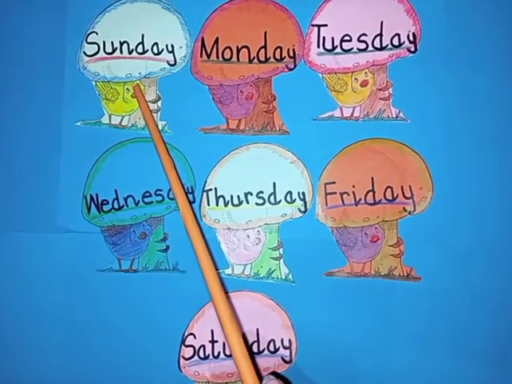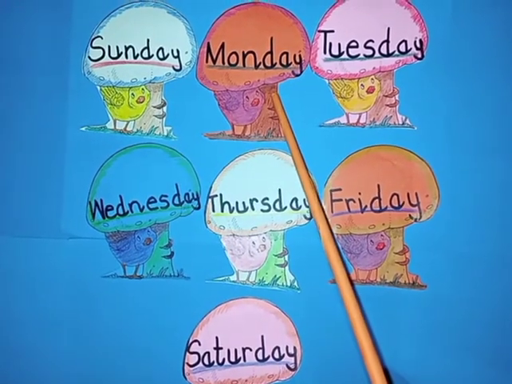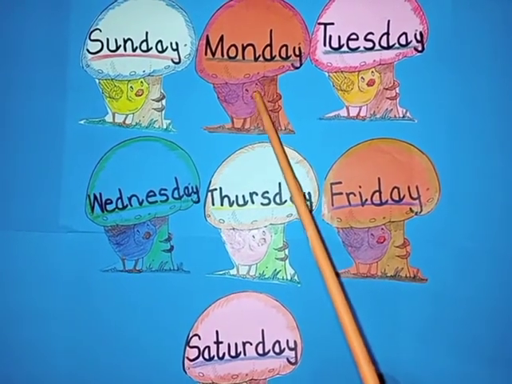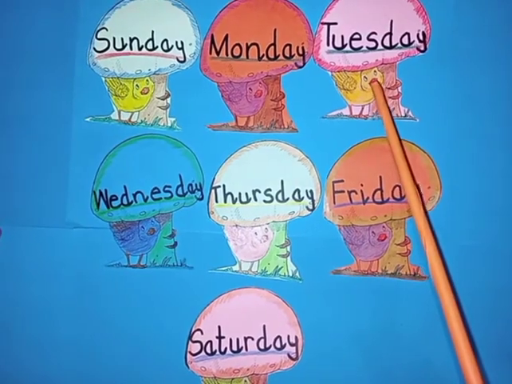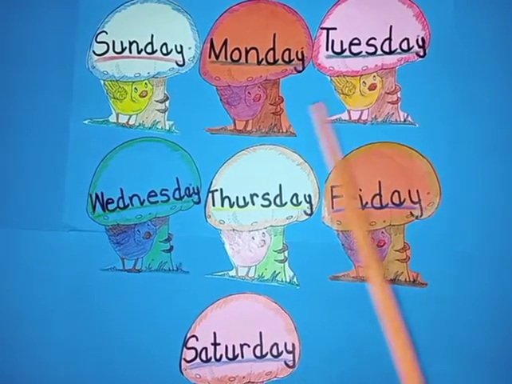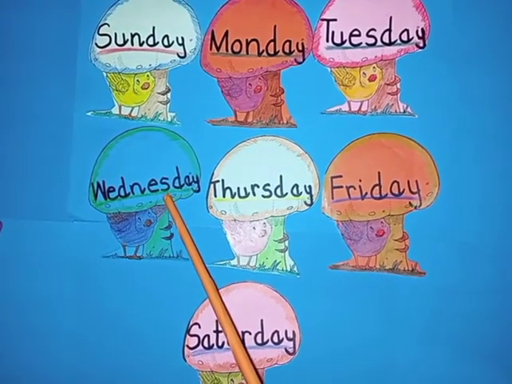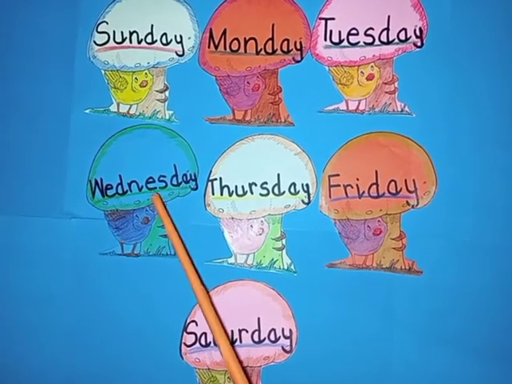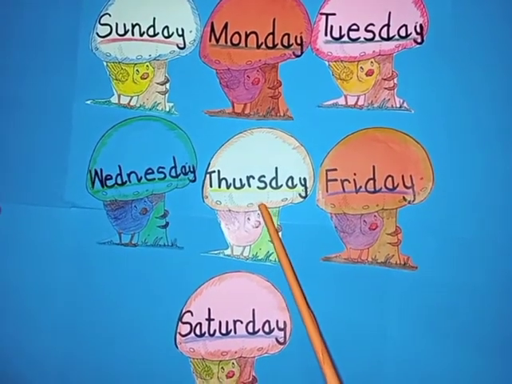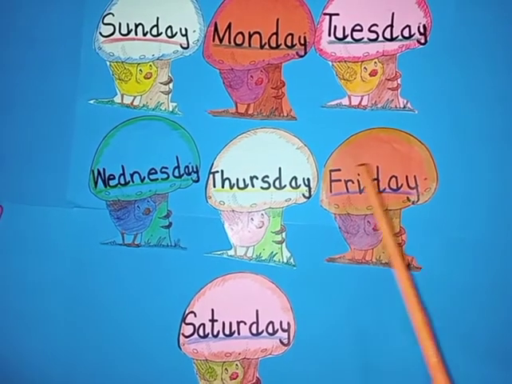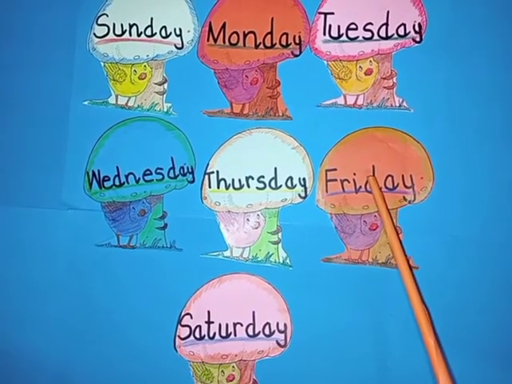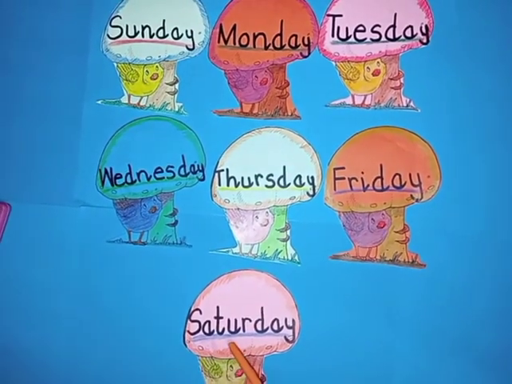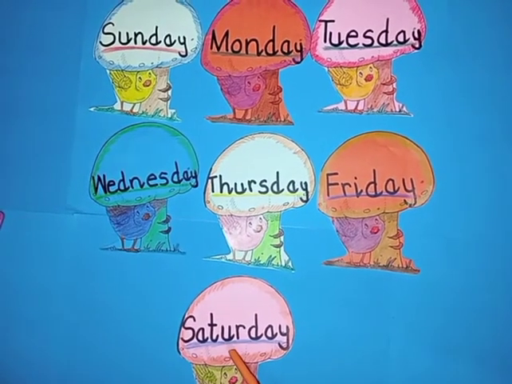S-U-N sun, D-A-Y day. Sunday. M-O-N, D-A-Y day. Monday. T-U-E-S Tues, D-A-Y day. Tuesday. W-E-D Wed, N-E-S Nes, D-A-Y day. Wednesday. T-H-U-R-S Thurs, D-A-Y day. Thursday. F-R-I Fri, D-A-Y day. Friday. S-A-T-U-R Satur, D-A-Y day. Saturday.